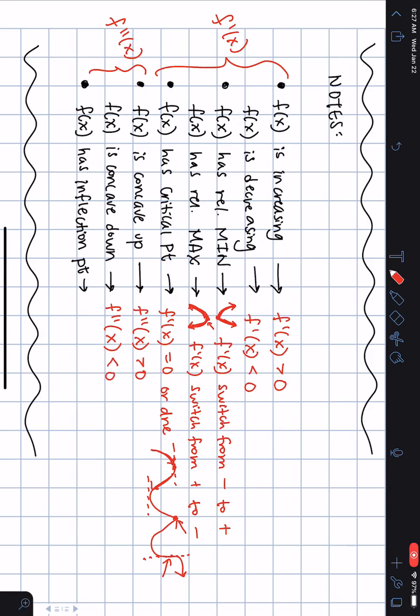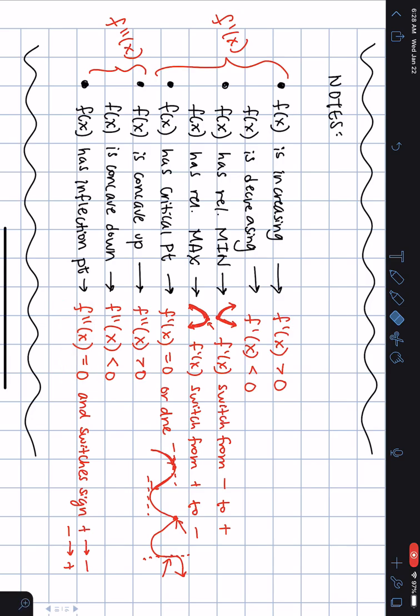And finally, if f of x has an inflection point, a point of inflection, well, that means that the second derivative has to equal 0, and it switches signs. So it's not enough positive to negative or negative to positive. So it's not enough for the second derivative to equal 0. This, I would say, was the most common mistake on your final from semester 1, which was just setting it equal to 0. But you also have to check that it switches signs from left to right.